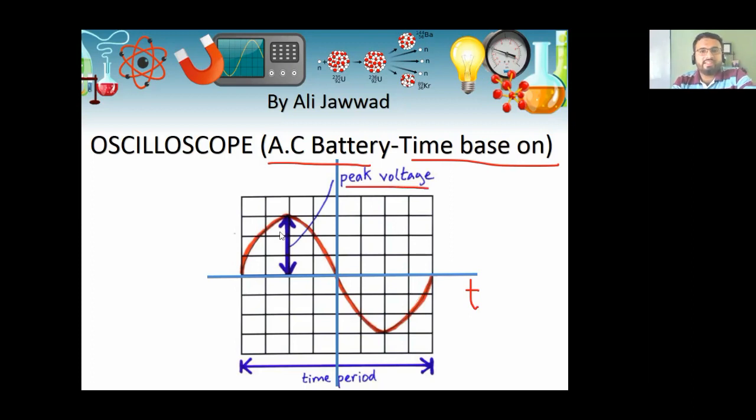These are the 4 cases of oscilloscope diagrams. I believe that you have understood the lesson.